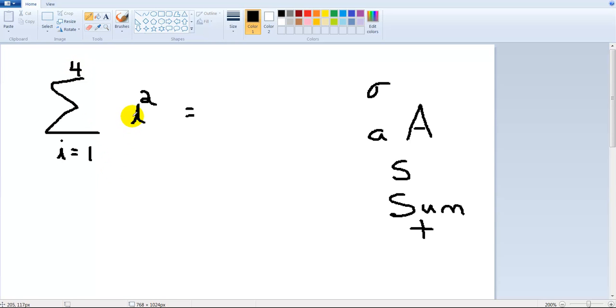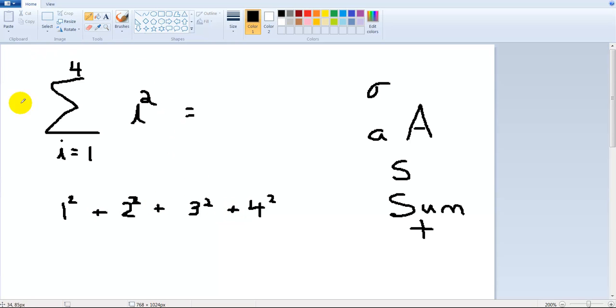So what I mean by that is you put 1 into here, so what do you get? 1 squared. So let's write that. You get 1 squared. Then you put I equals 2, then I becomes 2, so you put 2 in there, and you get 2 squared. And then I becomes 3, so you get 3 squared. And then I becomes 4, and that's the last one, and you get 4 squared. So that's what that means. And then the sigma tells you to put plus in between. So that's what this means.